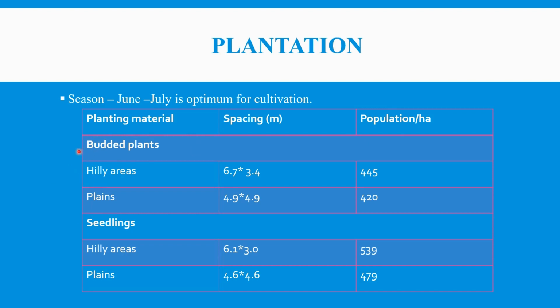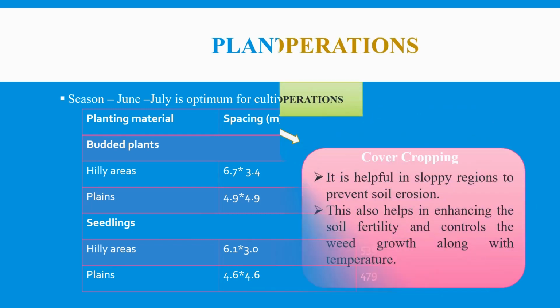For the budded plants, in hilly areas the spacing is 6.7 into 3.4 and the population is 445. In the plains, the spacing is 4.5 into 4.5 and the population per hectare is 420. Coming to the seedlings, in hilly areas the spacing is 6.1 into 3.0 and the population per hectare is 539. In the plains, the spacing is 4.6 into 4.6 and the population per hectare is 479. This is about the plantation in the rubber.